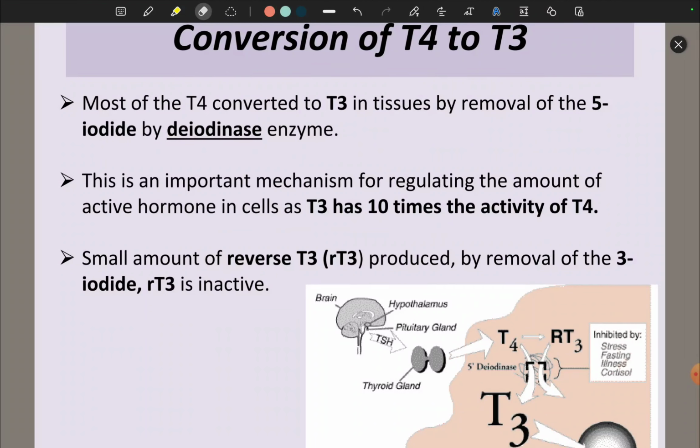But T3 goes to the periphery. And some of it will convert to reverse T3, which is inactive. Reverse T3 is inactive.